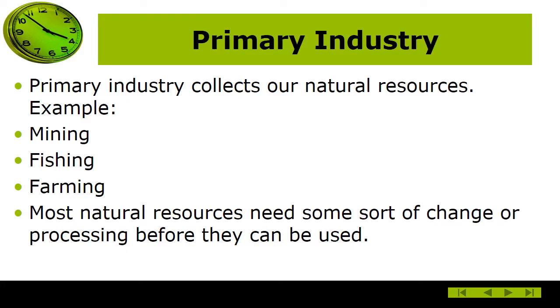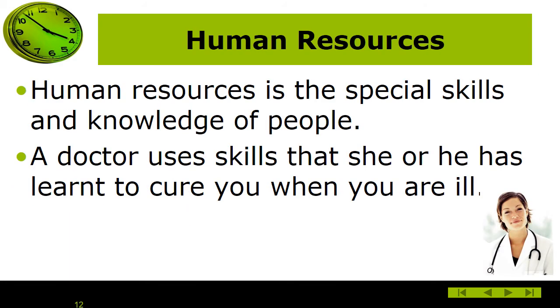Primary resources. Primary industry collect our natural resources. Example, mining, fishing, farming are primary resources. Most natural resources need some sort of change or processing before they can be used.